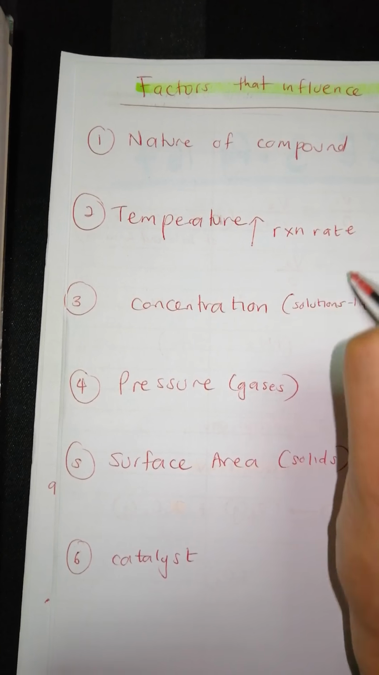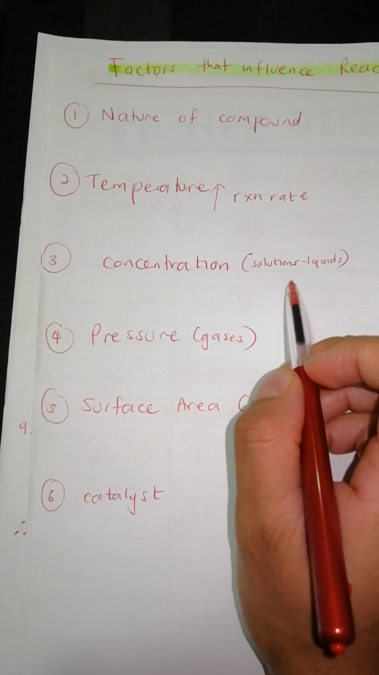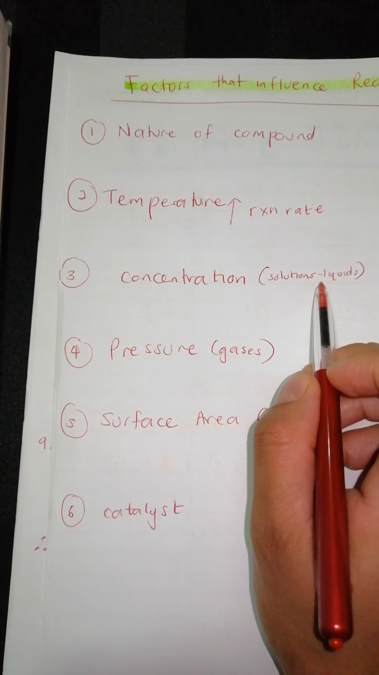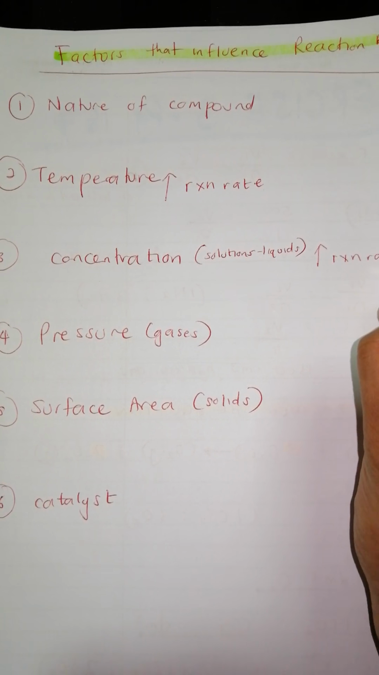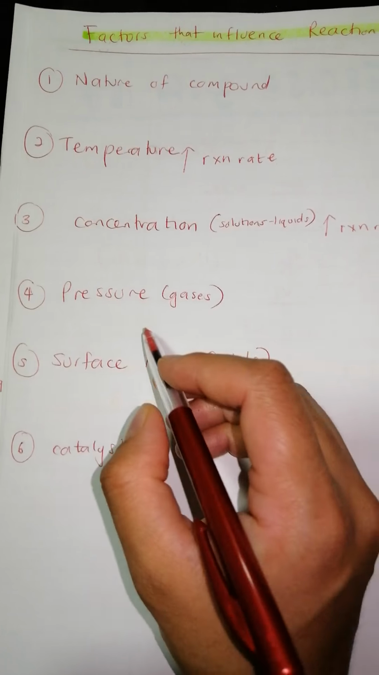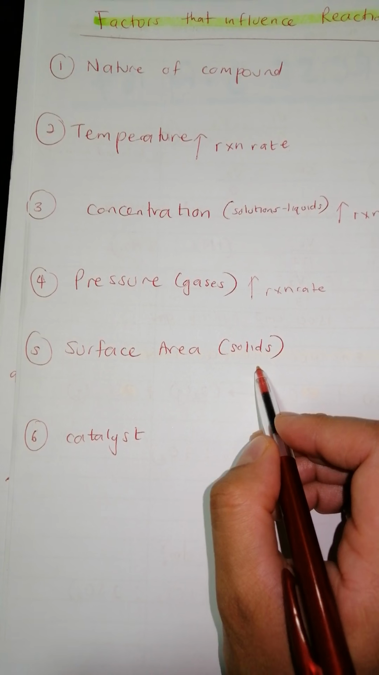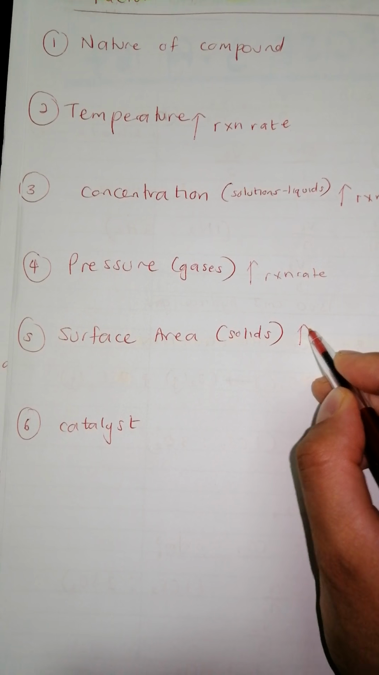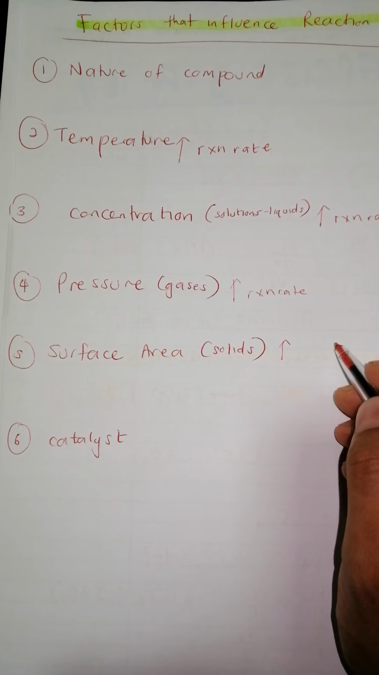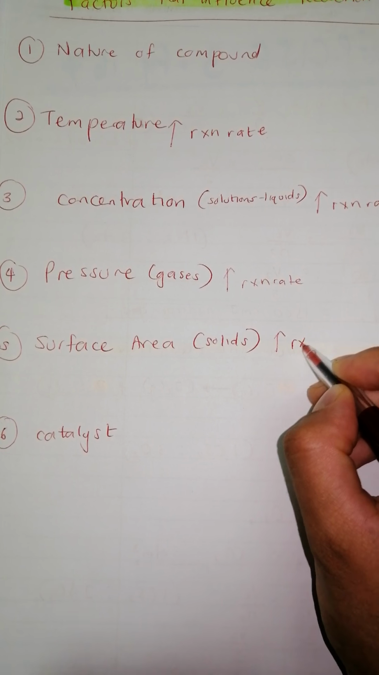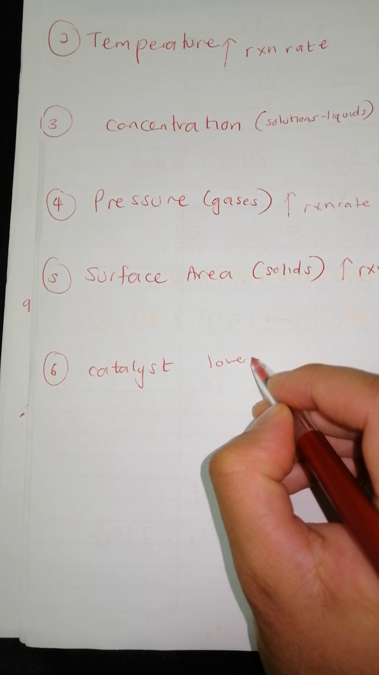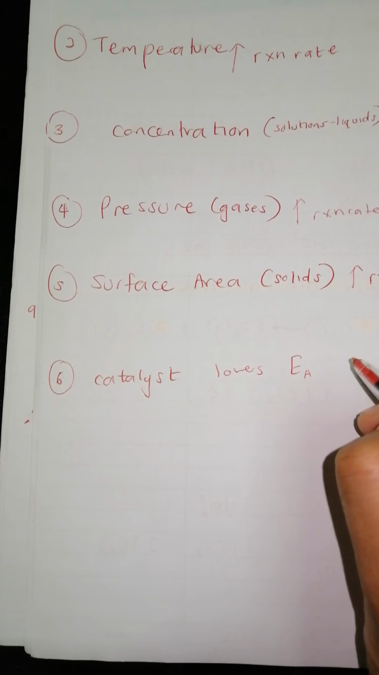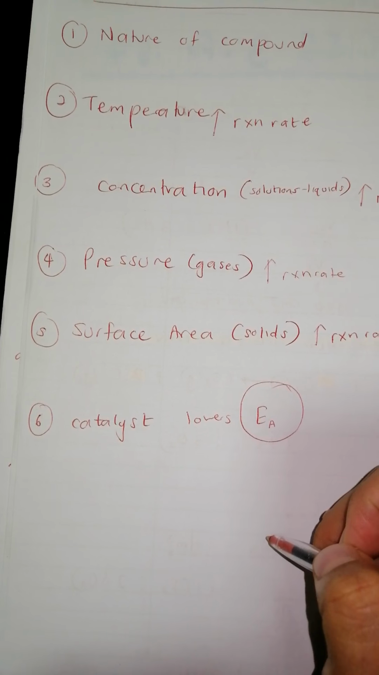Temperature. The higher the temperature, the higher the reaction rate, so it increases reaction rate. Right, RxN is short for reaction. Concentration, it only applies to solids and liquids, and again, if you increase concentration, reaction rate also increases. And pressure, again, if you increase pressure, reaction rate increases. And surface area, only for solids. If you increase surface area by crushing it down into a smaller powder or into smaller pieces, reaction rate will also increase. And catalyst, it only lowers the activation energy, and that is how it increases reaction rate.